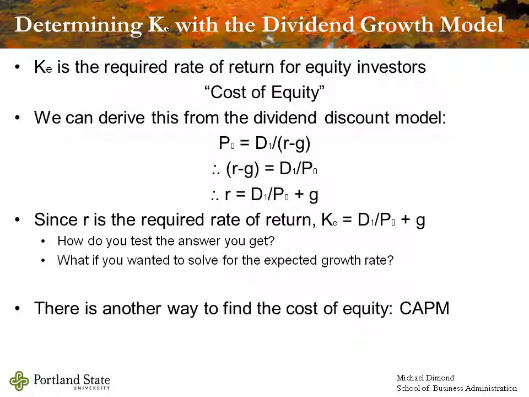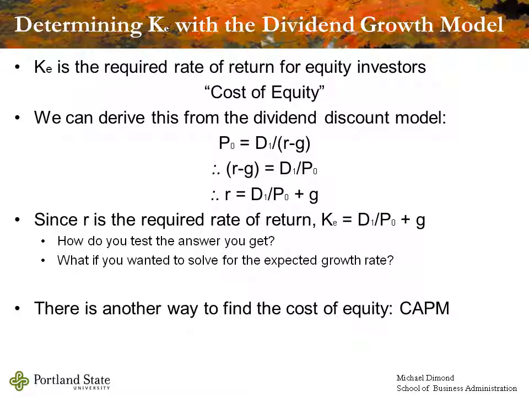In an exam situation or in the homework, there's one easy way to test the result that you get, and that is to plug the answer, the rate, back into the formula that you already know works. If you've got the price and the dividend and the growth rate and you don't know the rate of return, you can solve for it using the formula that's shown on the screen. And you can then test your result by taking the dividend and dividing it by the difference between the rate and the growth and see if you come out with the correct price.